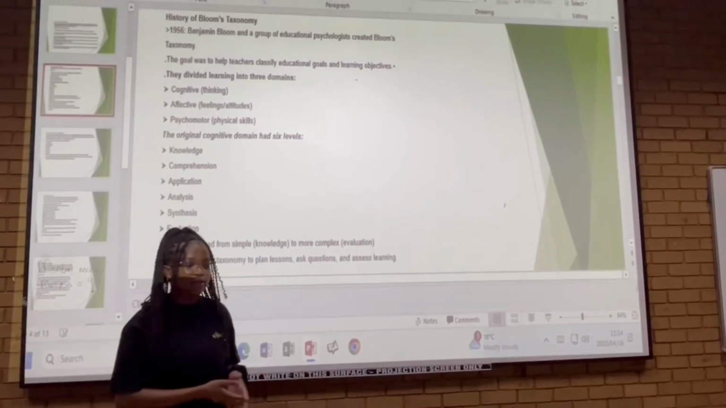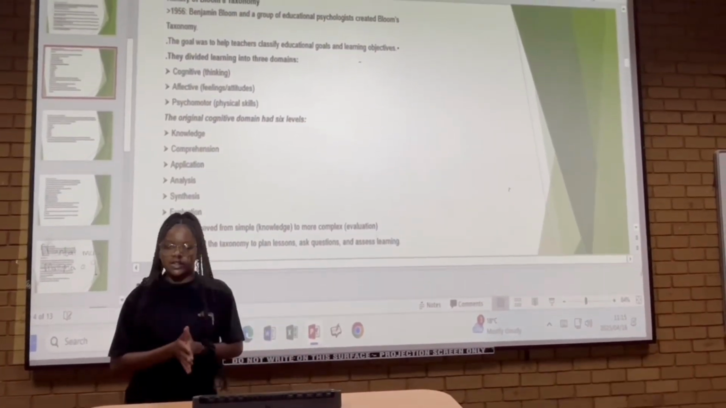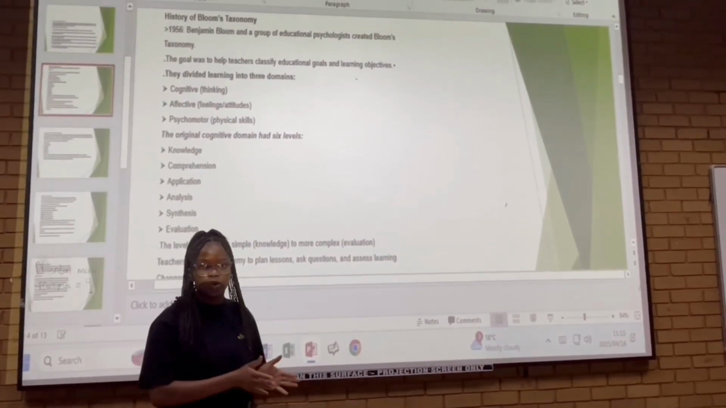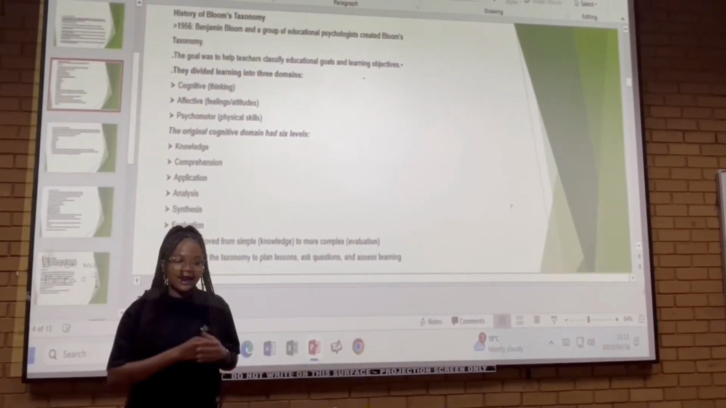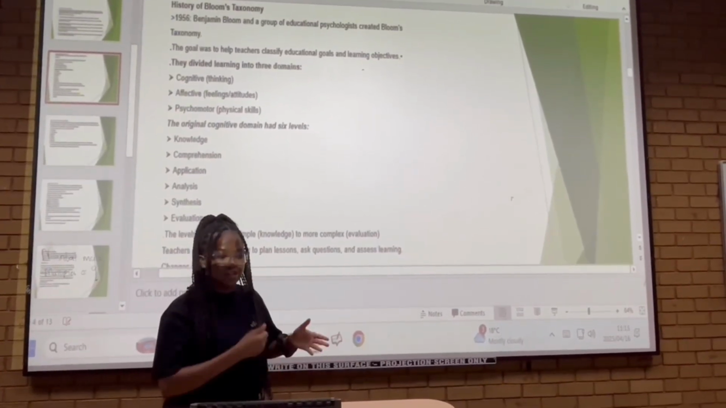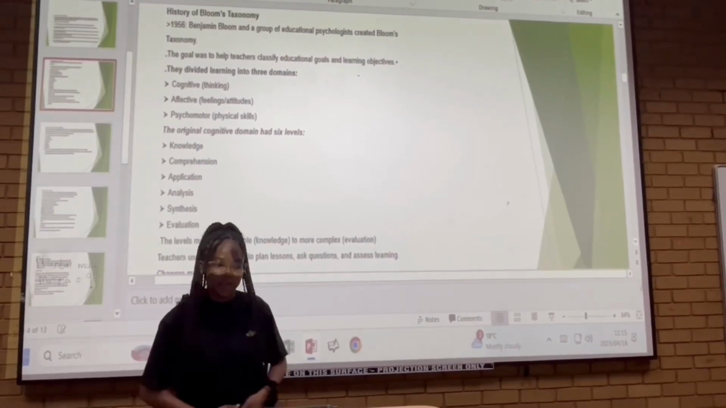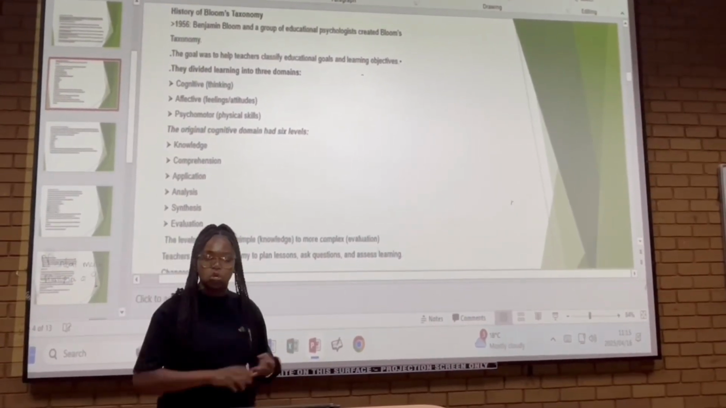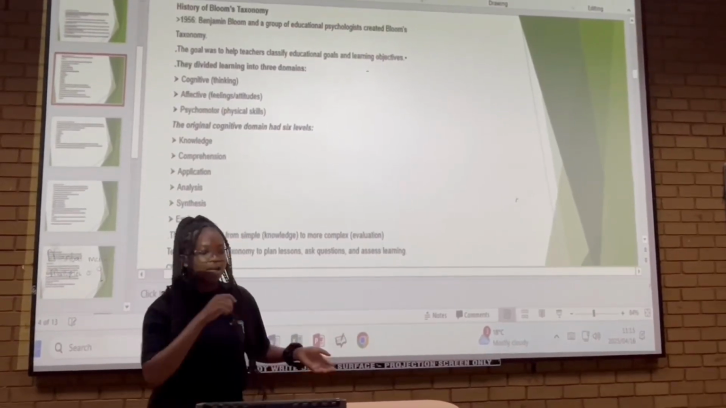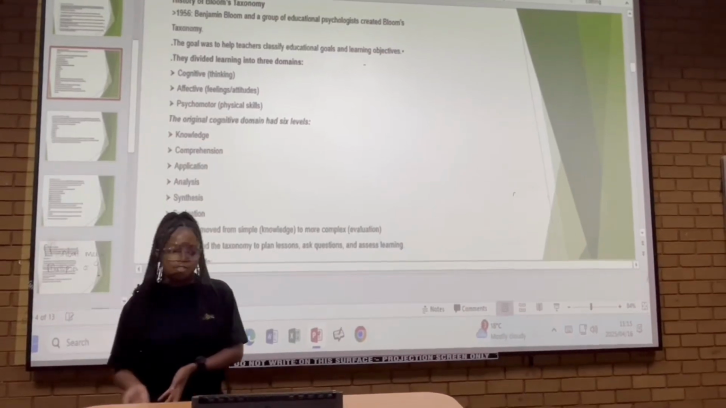I'll be continuing with the history of Bloom's taxonomy. In 1956, Benjamin Bloom and a group of educational psychologists created Bloom's taxonomy. The goal was to help teachers classify educational goals and learning objectives. They divided learning into 3 domains: cognitive, which is thinking; affective, which is attitudes and feelings; and psychomotor, which is physical skills. The original cognitive domain had 6 levels: knowledge, comprehension, application, analysis, synthesis, and evaluation. These levels moved from simple, which is knowledge, to more complex, which is evaluation.